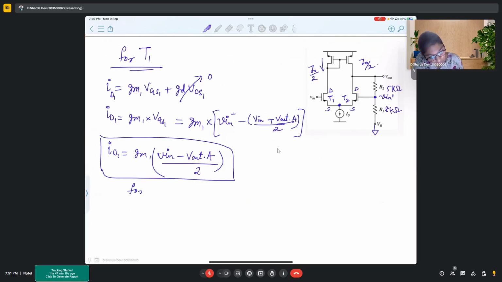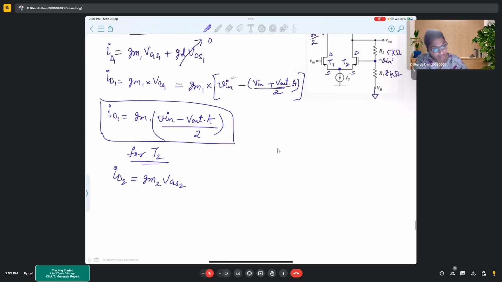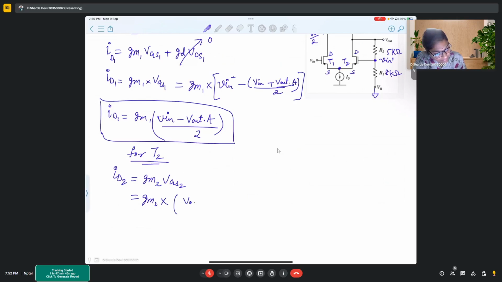Now for T2, small ID2 is gm2 VGS2. Again, VDS is not required here. So here it will be gm2 into VG. At VG we have Vout into A.